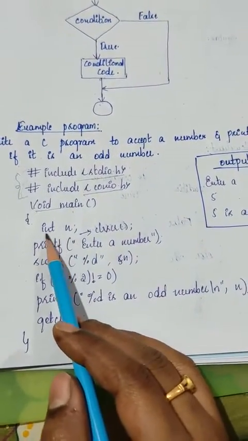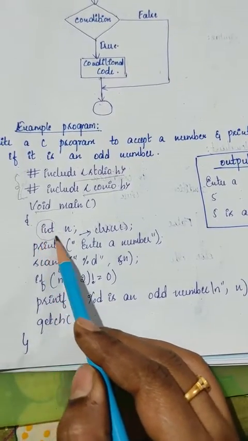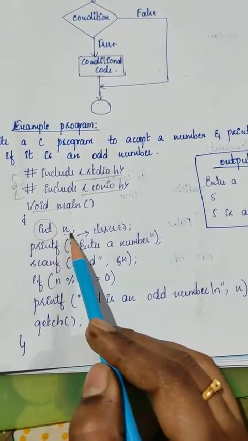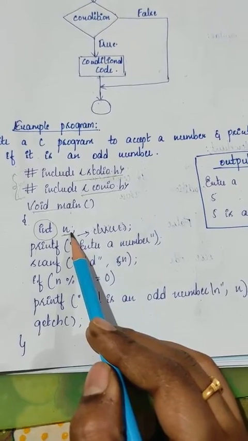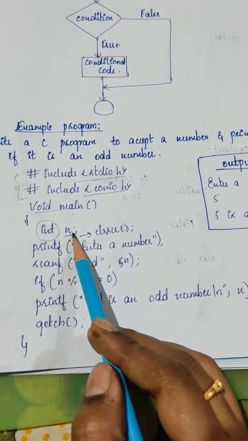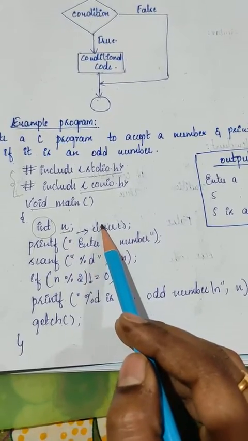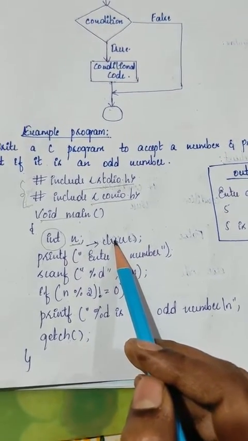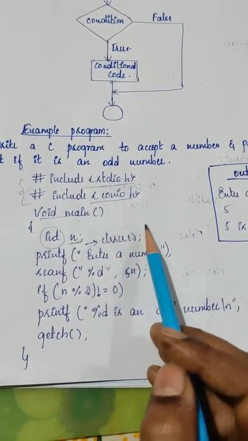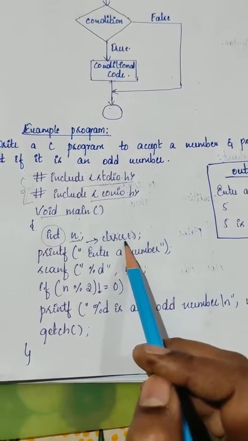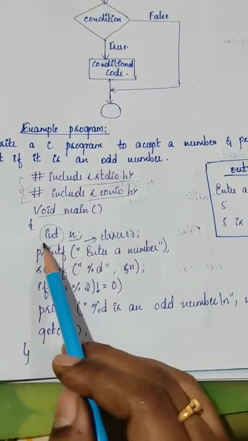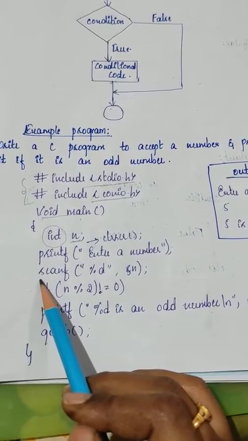We'll see now. For int, the integer data type we are using, and then n is a number. So this is the variable we have used for the integer data type. Then clrscr, clear screen. If you ran any programs previously, it will clear your window to get the new output. After that, line by line it will be executed, students.